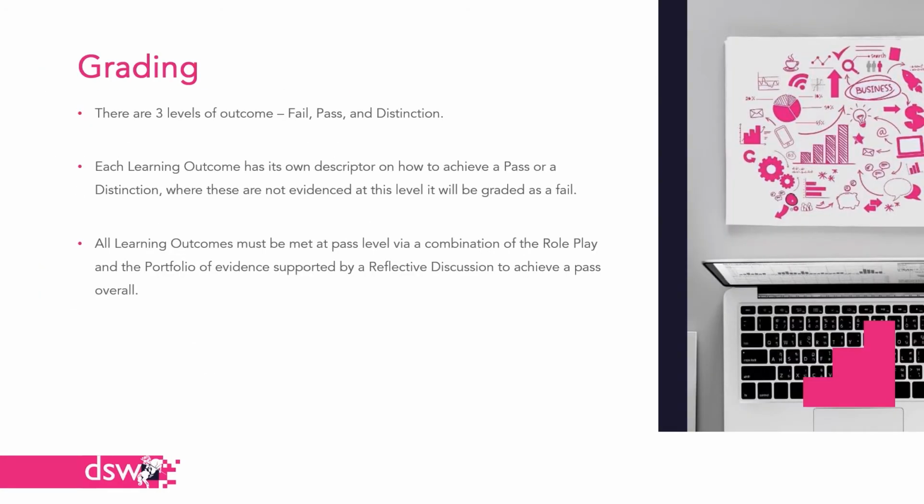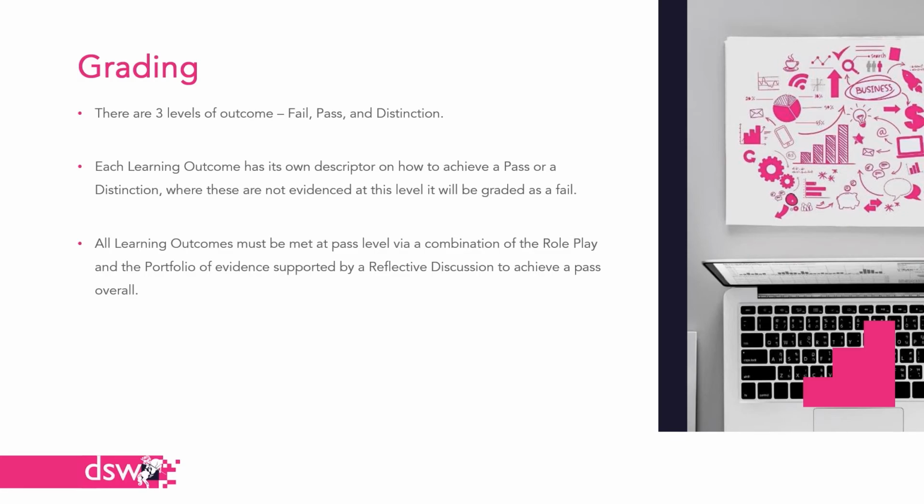Grading. There are 3 levels of outcome for this standard: fail, pass, and distinction. Each learning outcome has its own descriptor on how to achieve a pass or a distinction. Where these are not evidenced at this level, it will be graded as a fail. The apprentice must achieve a minimum of 50% of the learning outcomes within the role play in order to progress to the next assessment method. In order for the apprentice to progress to the reflective discussion, a minimum of 16 learning outcomes must be met at a pass or a distinction in the portfolio.